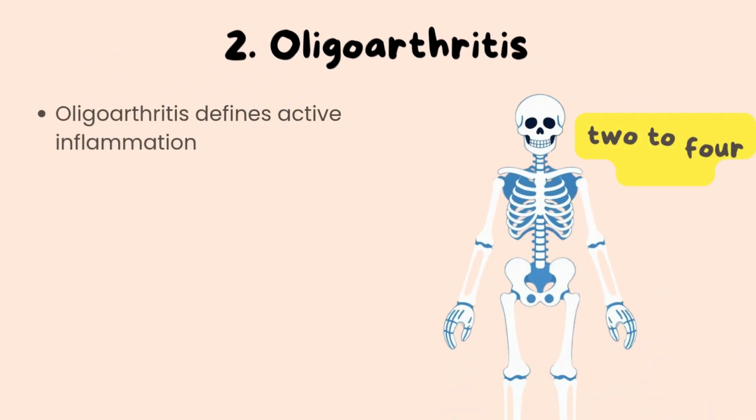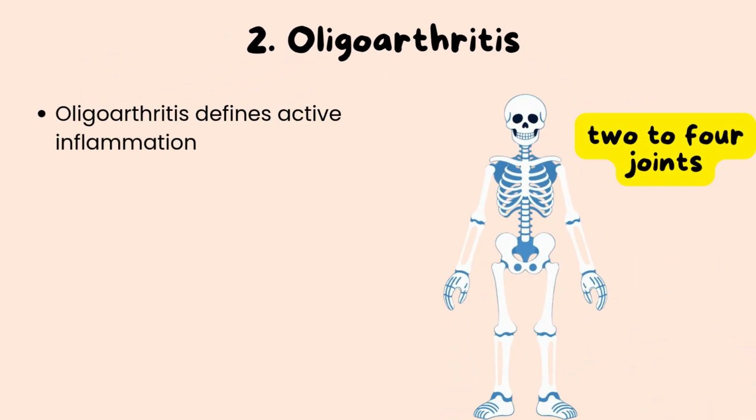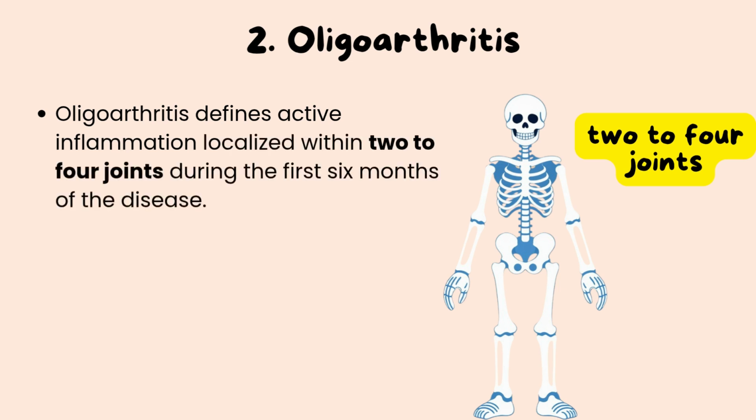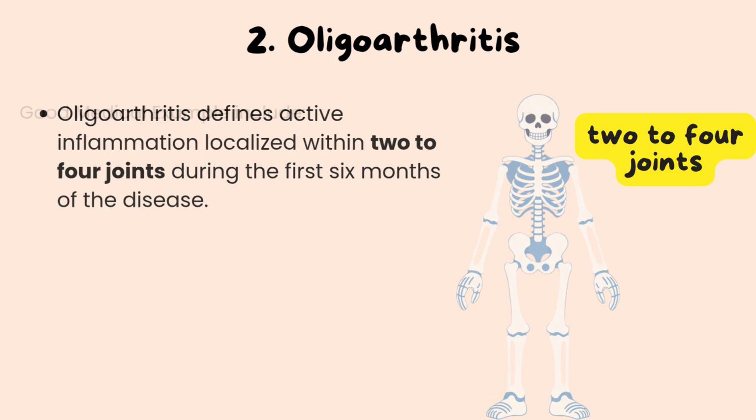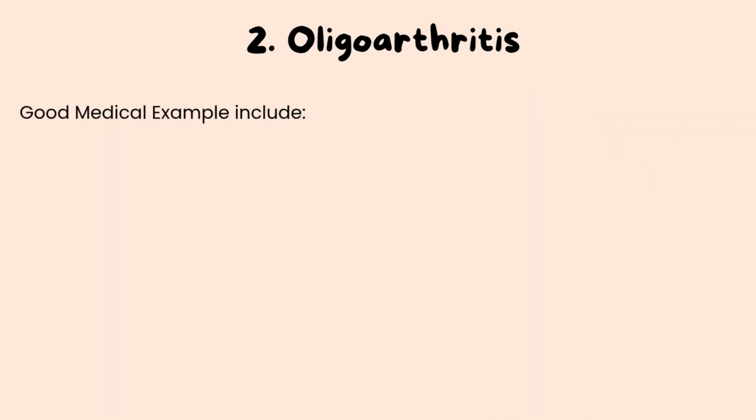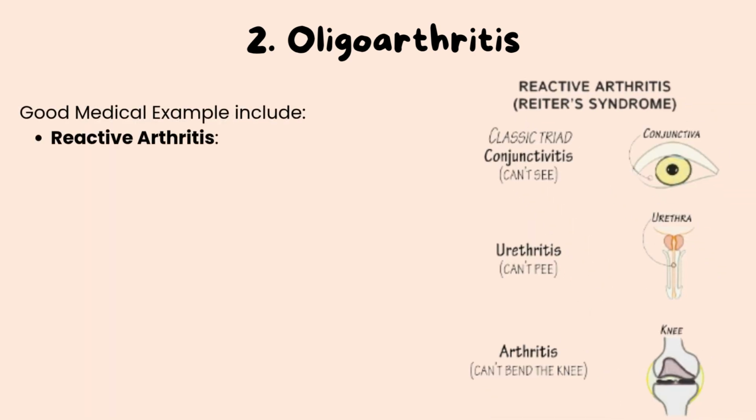Oligoarthritis. Oligoarthritis defines active inflammation, localized within 2 to 4 joints, during the first 6 months of the disease. Good medical examples include reactive arthritis.